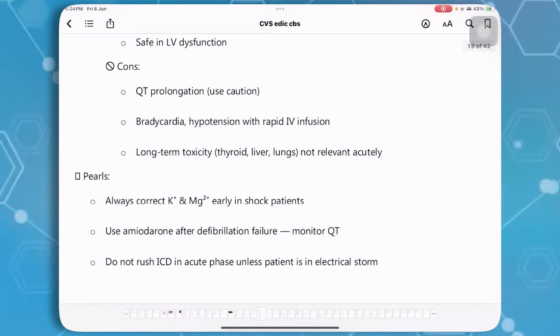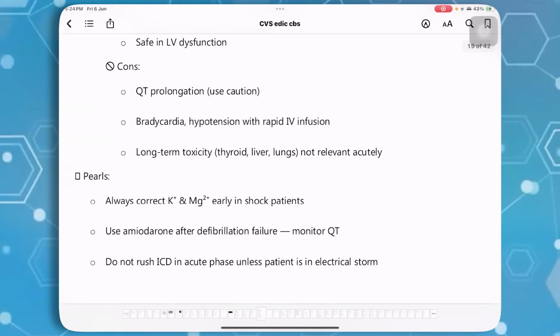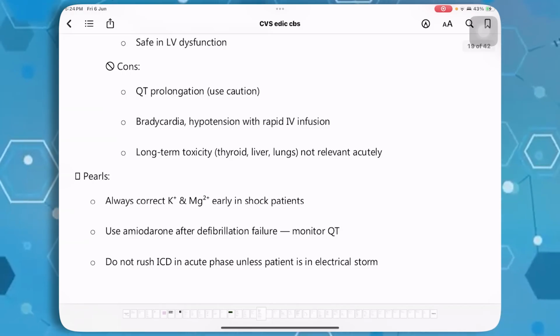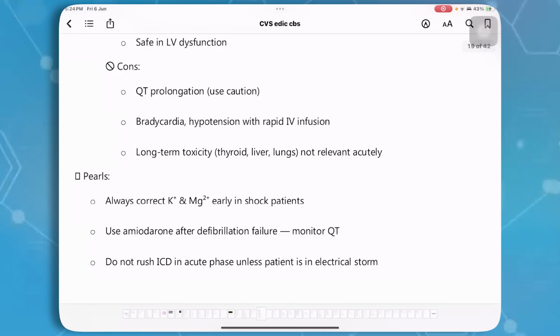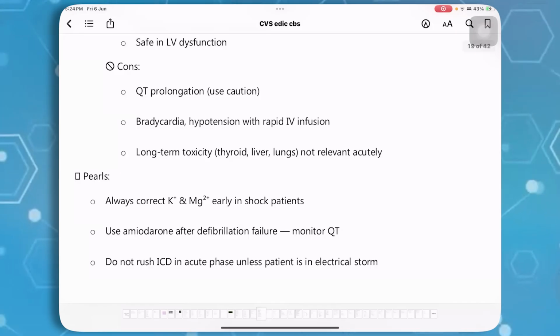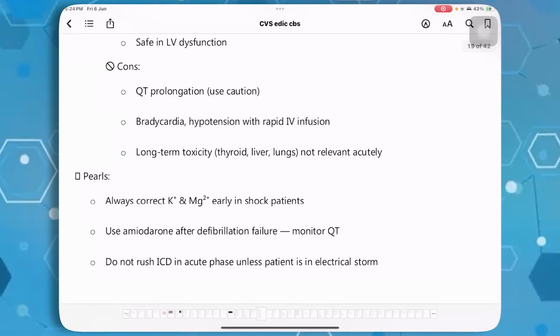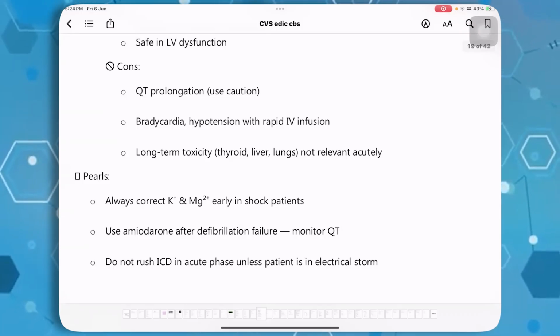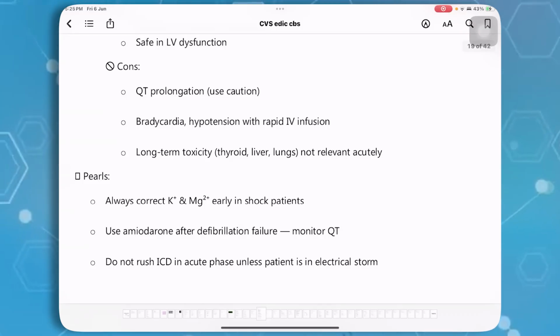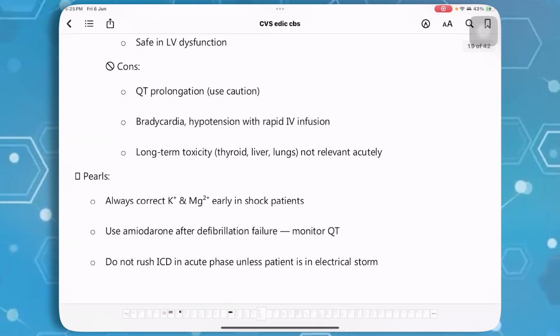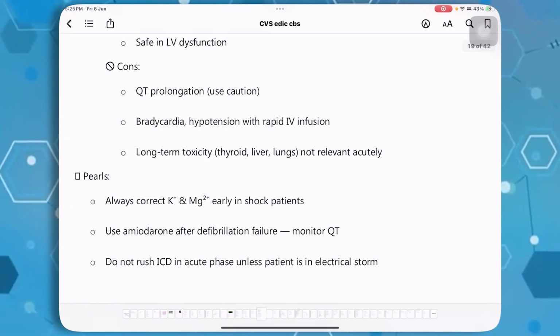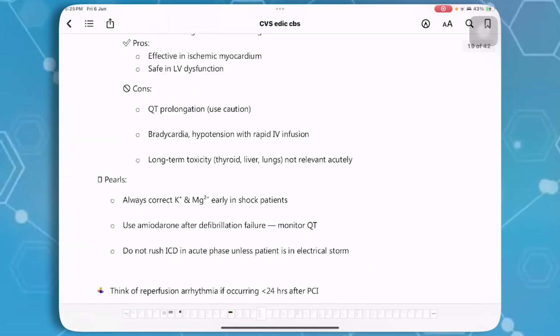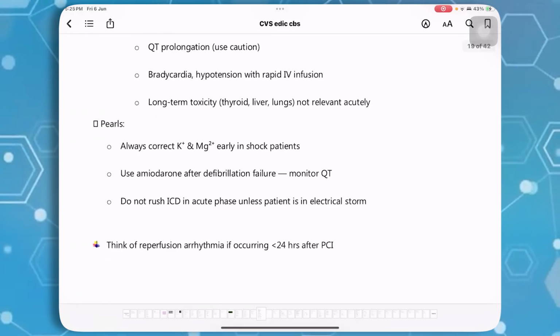Do not rush for an ICD in the acute phase. There will always be an option of putting an ICD in a patient in a CCS or CBS question in the EDIC exam. It is a wrong answer. You should not opt for it. Emergency ICD is not recommended anywhere in any of the guidelines. It should be discouraged. Unless the patient is in electrical storm, and even then it is such a chaos that the patient will ask for morphine.